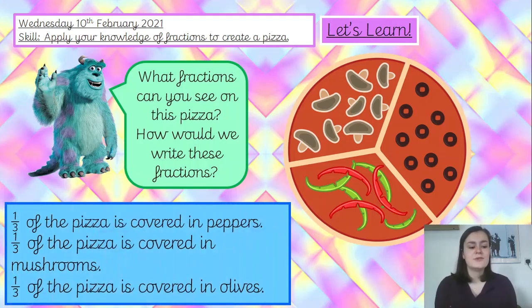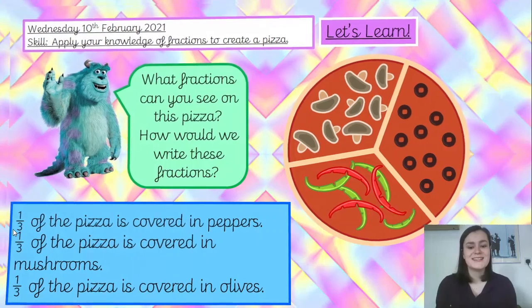Okay, so we've got 1/3 of the pizza covered in peppers, 1/3 of the pizza covered in mushrooms, and 1/3 of the pizza in olives. So well done if you said that. And of course, again, we change our denominator, don't we? Because it's thirds this time, so the bottom number in our fraction will be 3. Well done if you said that.